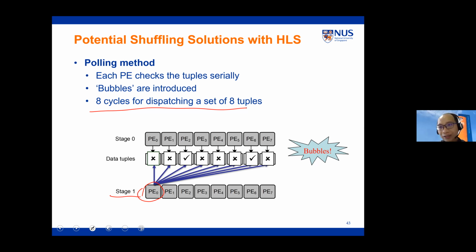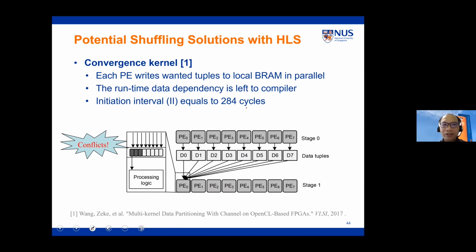So polling cannot work. What about the other way: instead of polling, can we do push? Actually, push is what we call the convergency kernel.